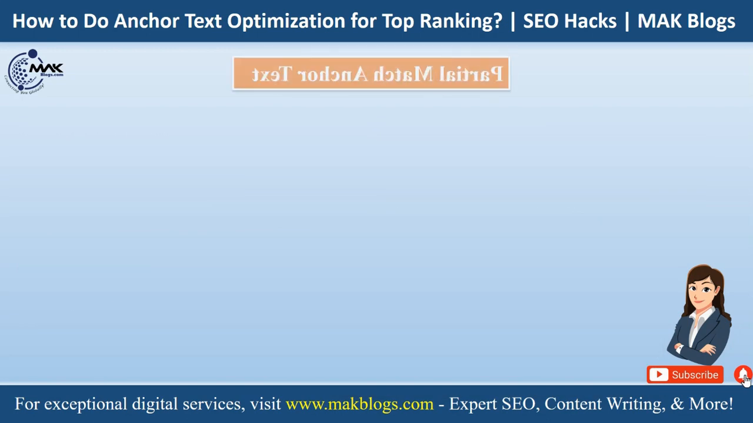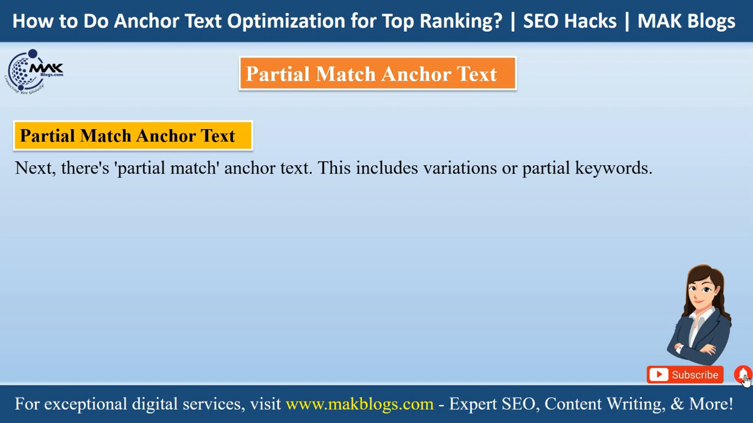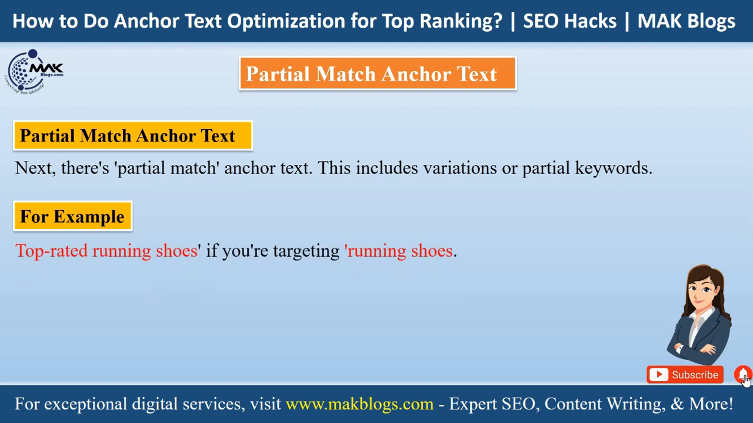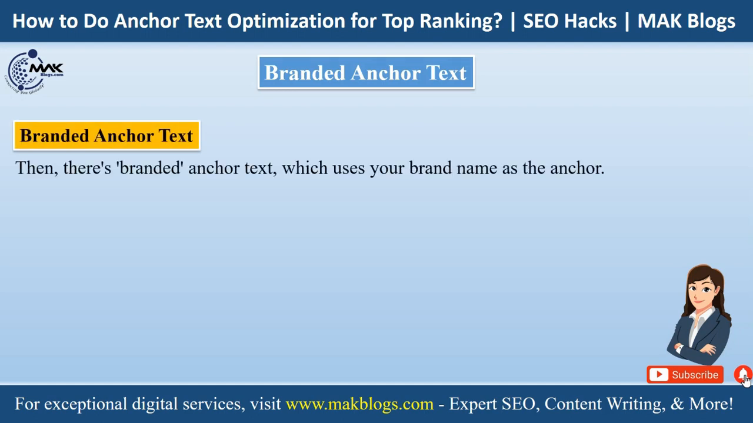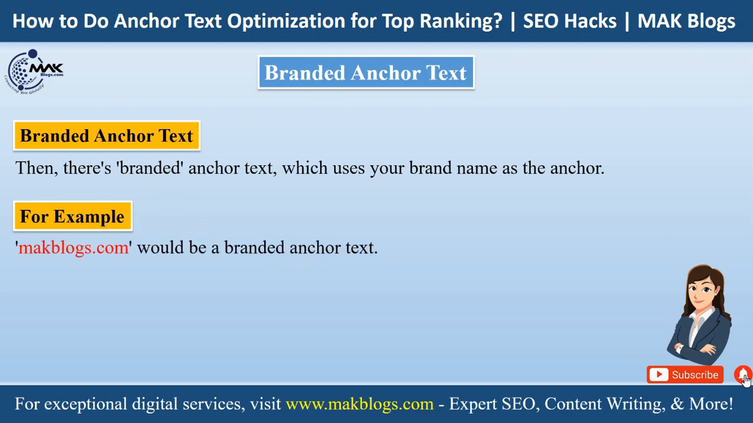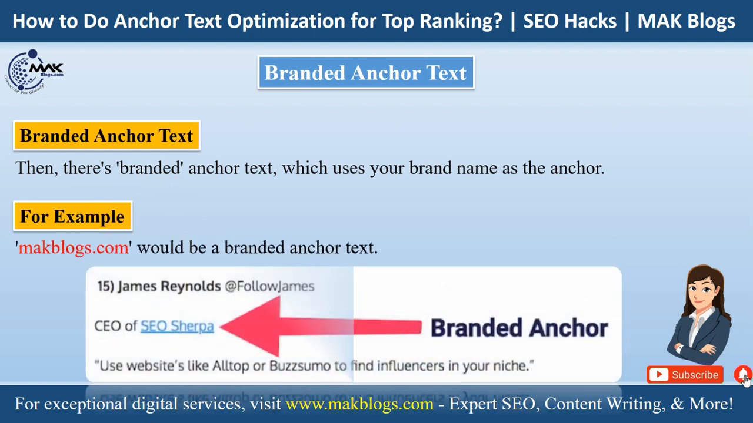Partial match anchor text. Next, there's partial match anchor text. This includes variations or partial keywords. For example, top-rated running shoes if you're targeting running shoes. Branded anchor text. Then, there's branded anchor text, which uses your brand name as the anchor. For instance, makblogs.com would be a branded anchor text.